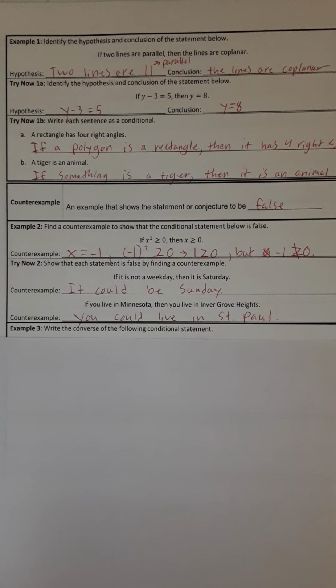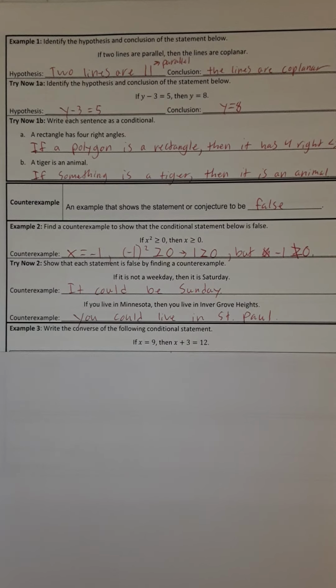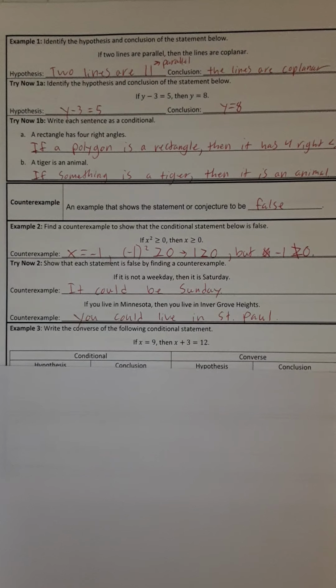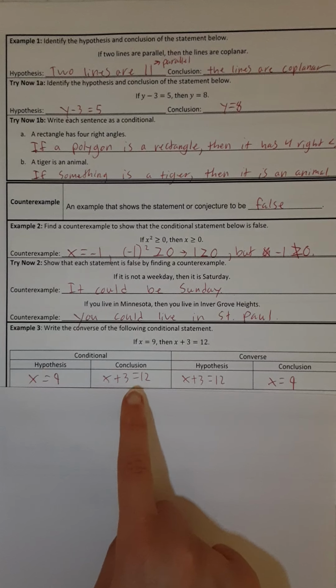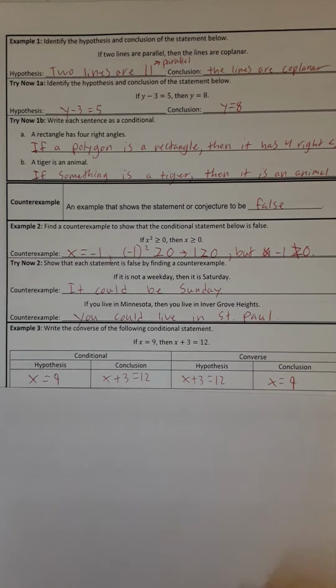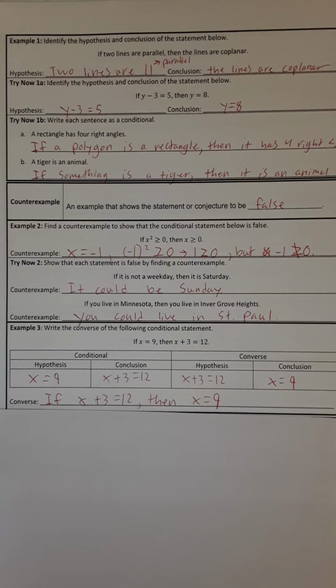Write the converse of the following conditional statement. So remember, converse is the reverse of the conditional. So that's where we switch the hypothesis and the conclusion. So if x equals 9, then x plus 3 equals 12. That's our original conditional statement. So our hypothesis is x equals 9, and our conclusion is x plus 3 equals 12. In the converse, those are going to flip spots, and then we can write our final converse. If x plus 3 equals 12, then x equals 9.